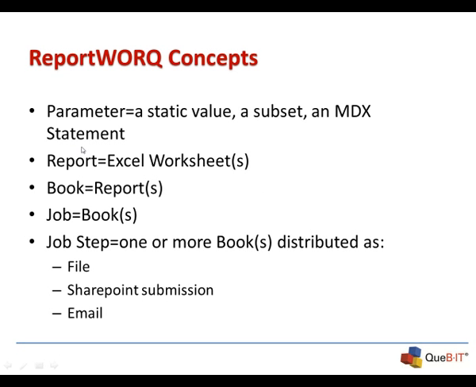And when I say a report, I mean an Excel workbook where I've cherry-picked or selected specific sheets within that workbook that I want to use. So within that report, I can also have multiple parameters driving that report on those selected sheets. Books are made up of one report, or multiple reports. So you can now start to see we're starting to get some permutations developing here.